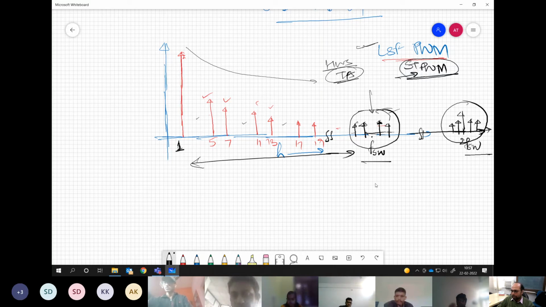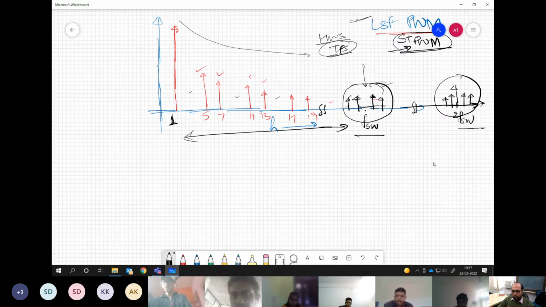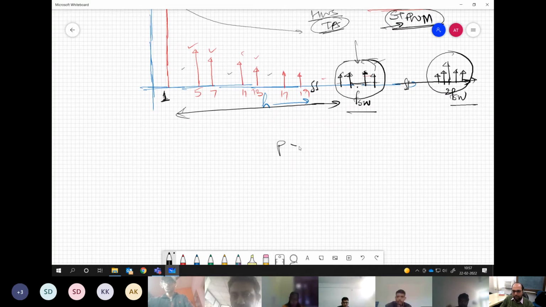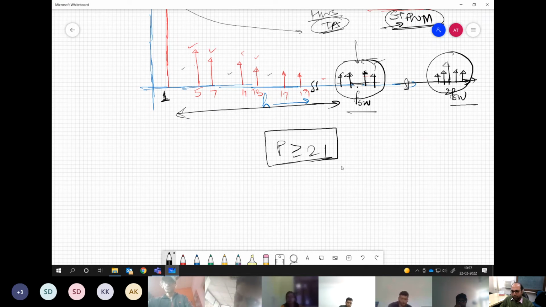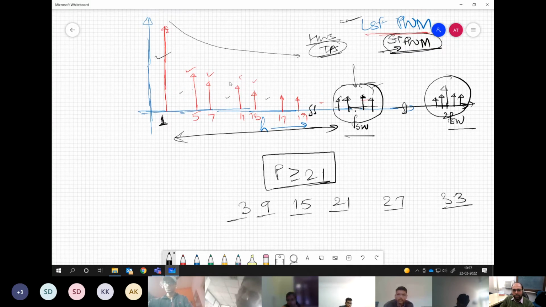Now, coming to the question which Deepak asked earlier, what is so special about this number 21? You must have guessed, we don't have many options first of all. What we have is 3, 9, 15, 21, 27, 33. These are discrete numbers. And we are talking about getting a spectrum which will look like this: a fundamental, then discrete switching frequency spectrum, then double the switching frequency and so on.